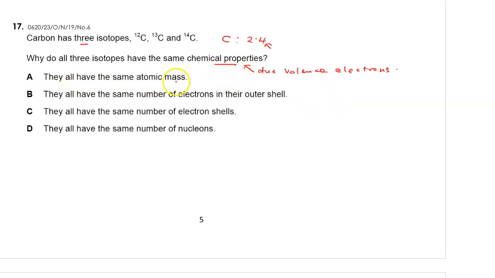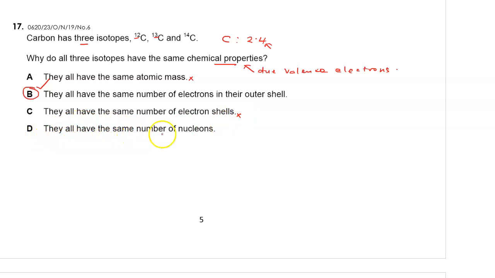So they all have the same atomic mass. No, one is 12, 13, and 14. So that is not correct. Part B, they have the same number of electrons in their outer shell, which is 4, and therefore that is what is going to be responsible for the chemical properties. Therefore, that is correct. Let's see why C is not correct. They all have the same number of electron shells. That is correct. They have 2 electron shells, the inner one and the outer one, which is the second energy level. But that is not what is responsible for chemical properties. So this is also not correct.